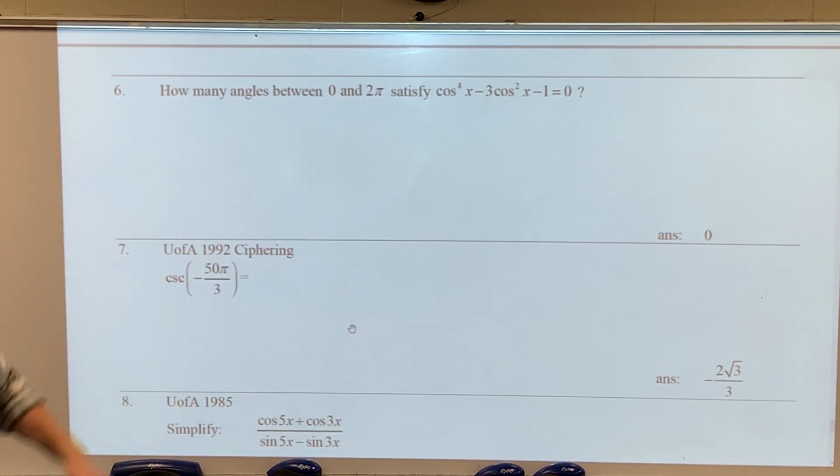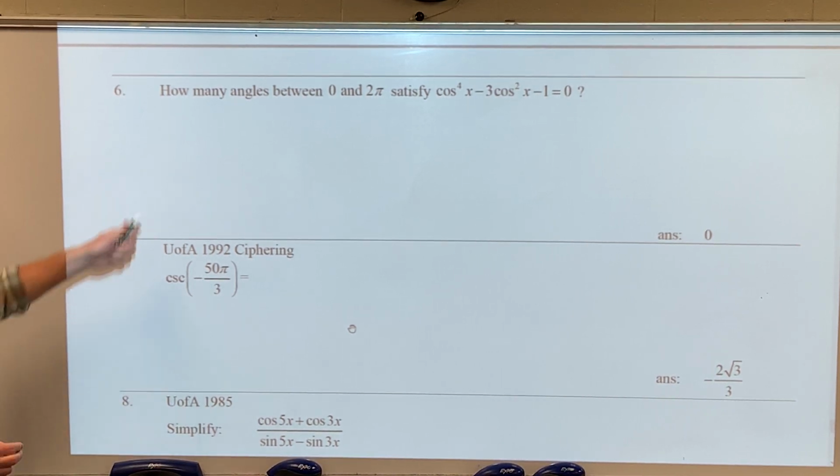Anybody got an idea what they would do here? I'd love to be able to factor it, right? I'll talk about this later.